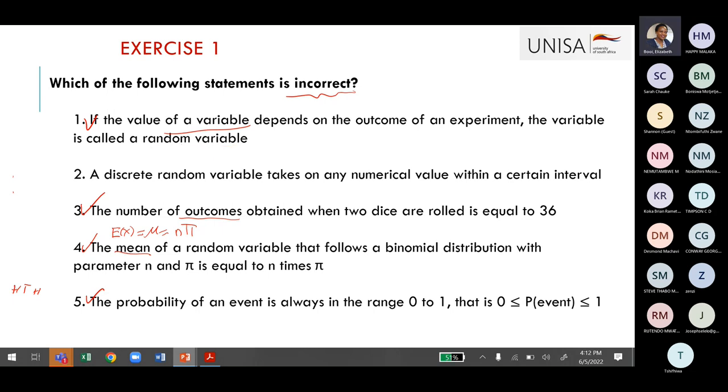Number two, it says a discrete random variable takes on any numerical value within a certain interval. What are discrete variables? They are whole numbers, so they cannot come from an interval, because they come from a counting process, not a measuring process. So that will be your incorrect statement.